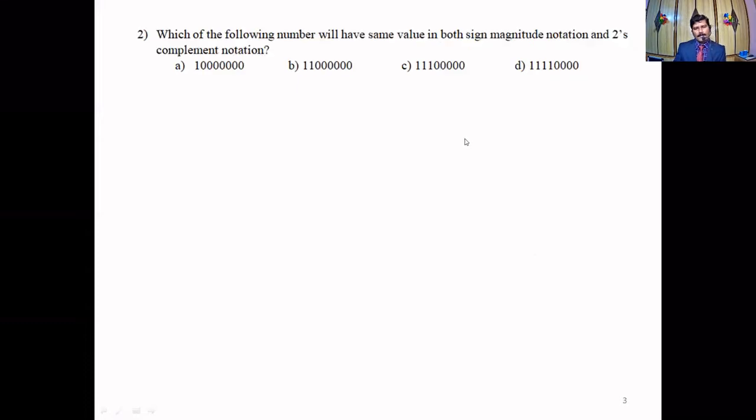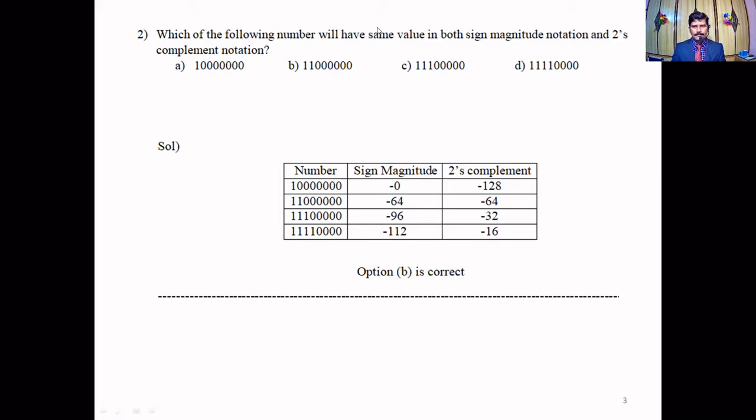Try to solve this problem. Which of the following numbers will have the same value in both sign magnitude notation and 2's complement notation? Okay, let us see. Take this first number. In sign magnitude it is minus 0, and in 2's complement it is minus 128 if you convert into decimal.